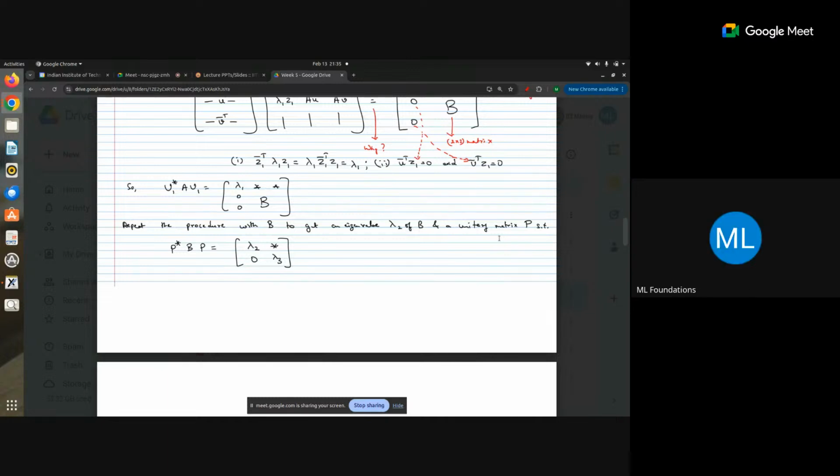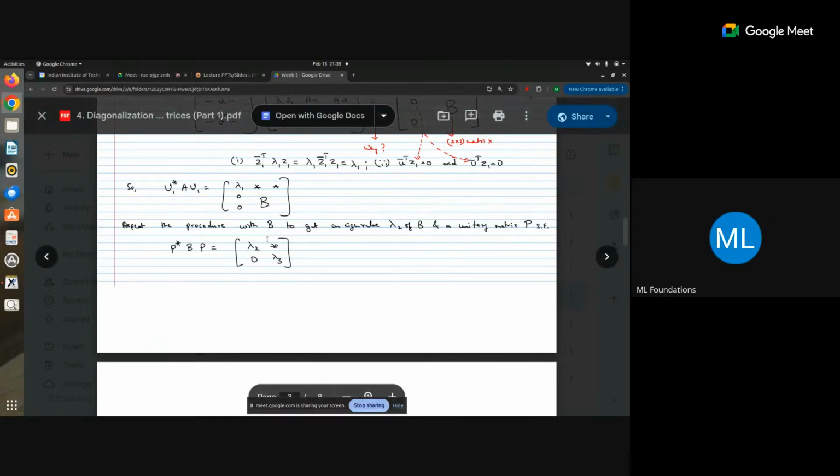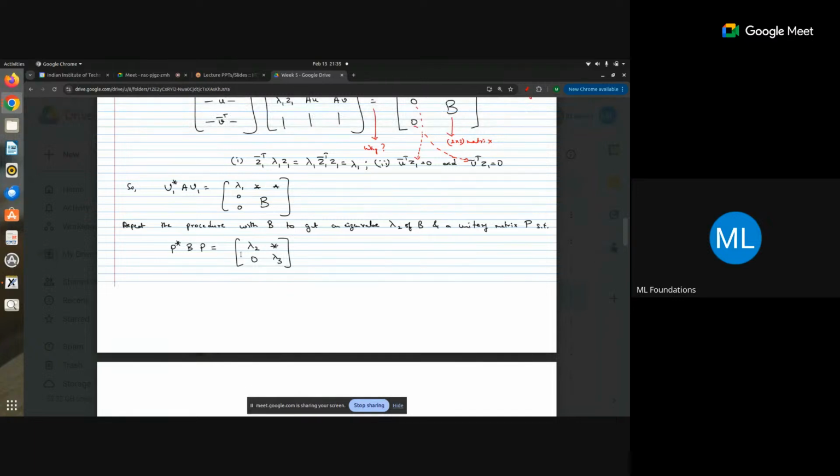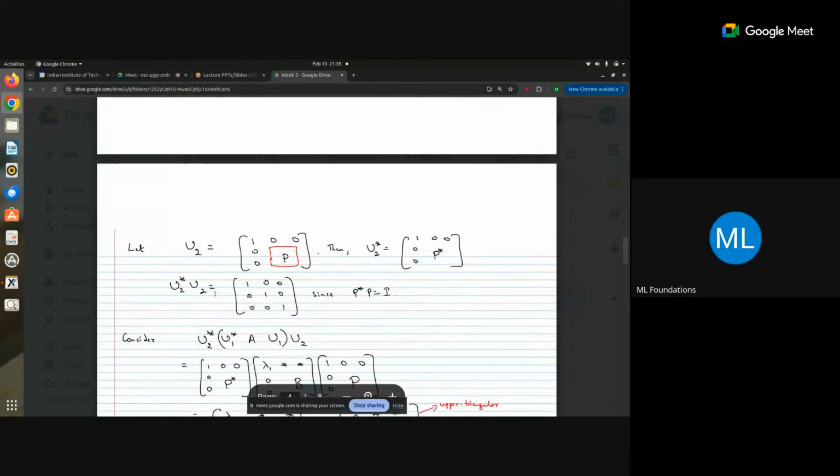And you have to find the unitary matrix P. If I find the unitary matrix, you will get this equation like lambda 2, lambda 3, and something like the star. Star means some values are present there.